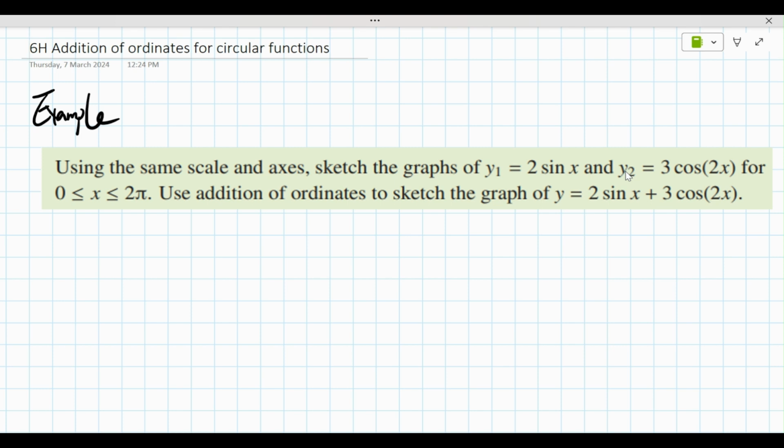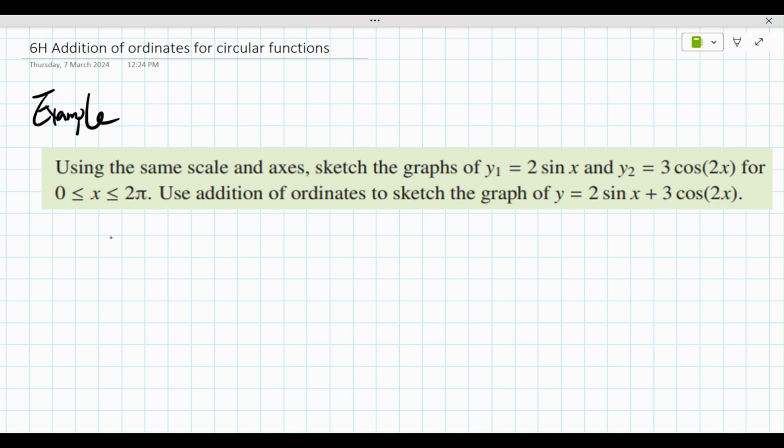Welcome back to math methods. Today we're going to keep doing chapter six, circular functions, and graphing the cosine and sine graphs. Today we're going to do the addition of ordinates for circular functions, where you use y1 and y2, adding or subtracting them together to find your answer. We are going to do it by hand today, but in the future, if you can, please also use the CAS calculator. It will help you graph the harder circular functions.